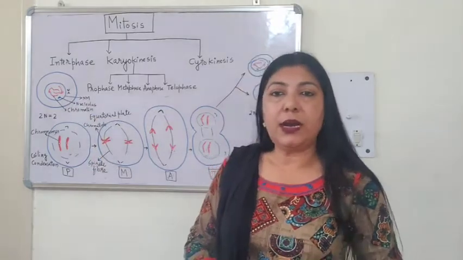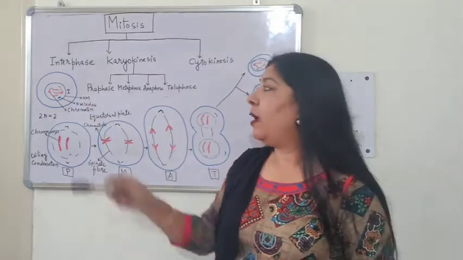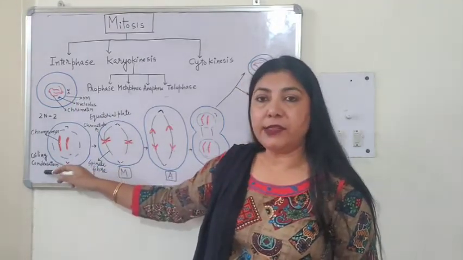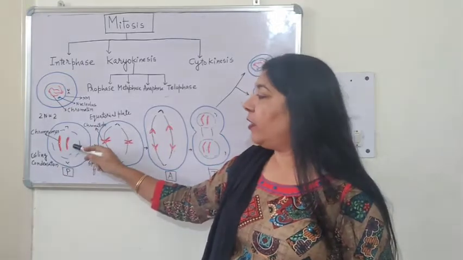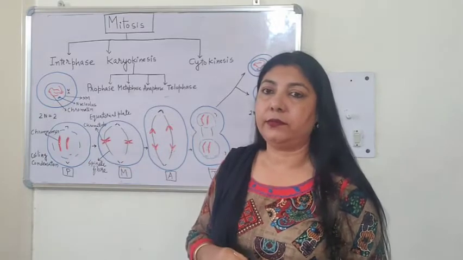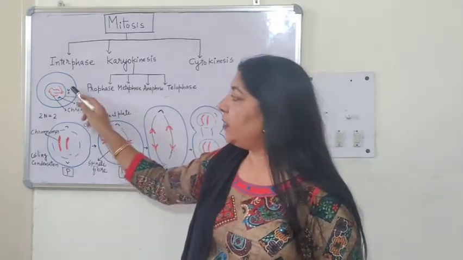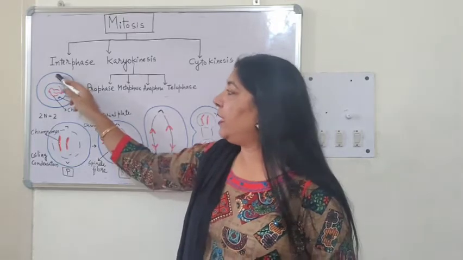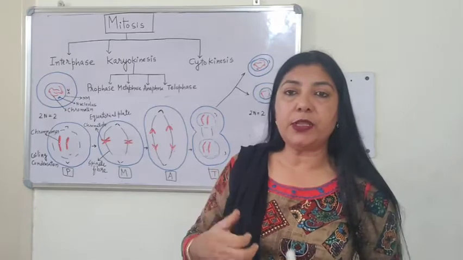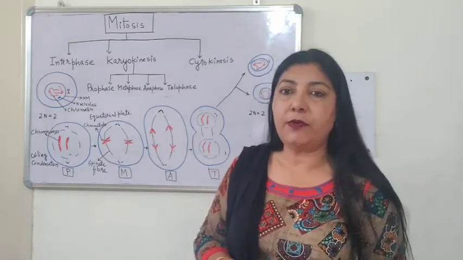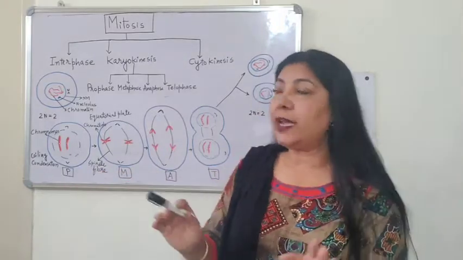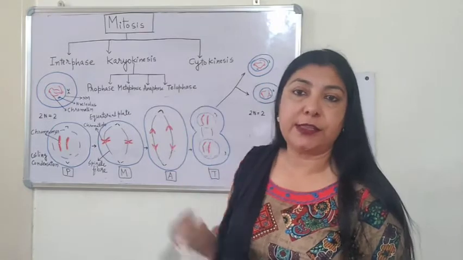Nucleolus also starts disappearing. And this chromatin shows coiling and condensation and gets converted to chromosomes, which are thicker. Okay, and you can see these are a pair of centrioles. They start moving to the opposite poles. These centrioles will be responsible for forming the spindle fibers. Here you can see. So after prophase, prophase is the longest phase of all these four phases.